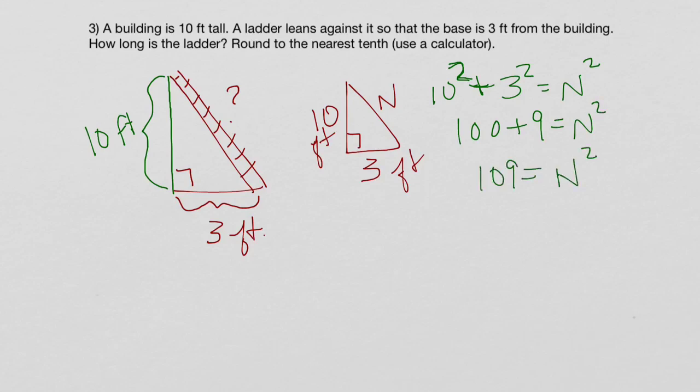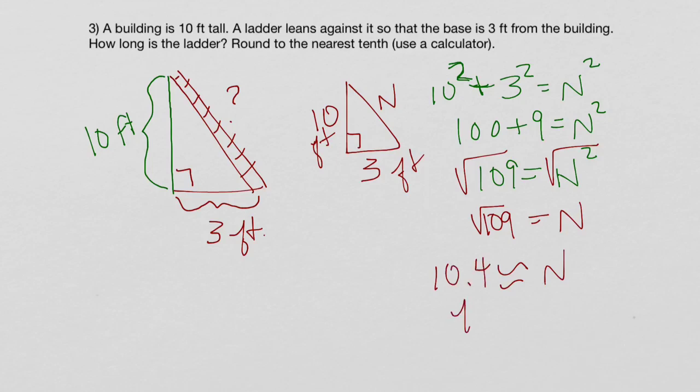And then when we want to solve that, we're going to square root both sides to undo the square over here on the right. So we have n equals the square root of 109. Now since I said you could use a calculator for this problem and you want to round to the nearest tenth, we're going to say that n is approximately 10.4 feet.